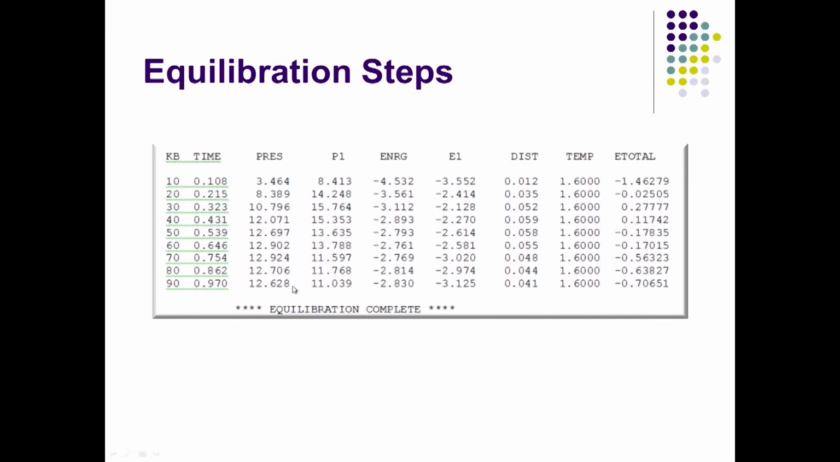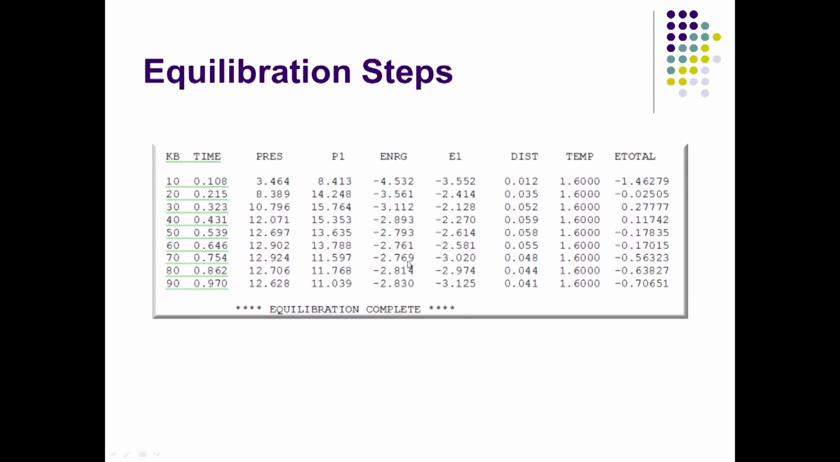I have looked at 100 time steps. You are looking at the time step in femtoseconds, and here is the total energy, here is the temperature, which is constant, and the distance between them is changing. Now, you look at the energy, this is the total energy. If you look here, we are seeing that it starts from minus 4.532, but at the end it is settling down to minus 2.81. It is also fluctuating between minus 2.8 to minus 2.7. So, this is where we are reaching an equilibrium position, because energy is conserved.